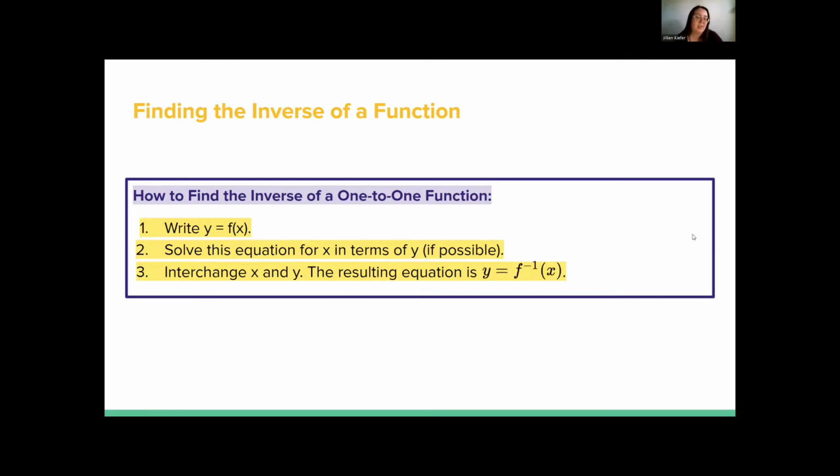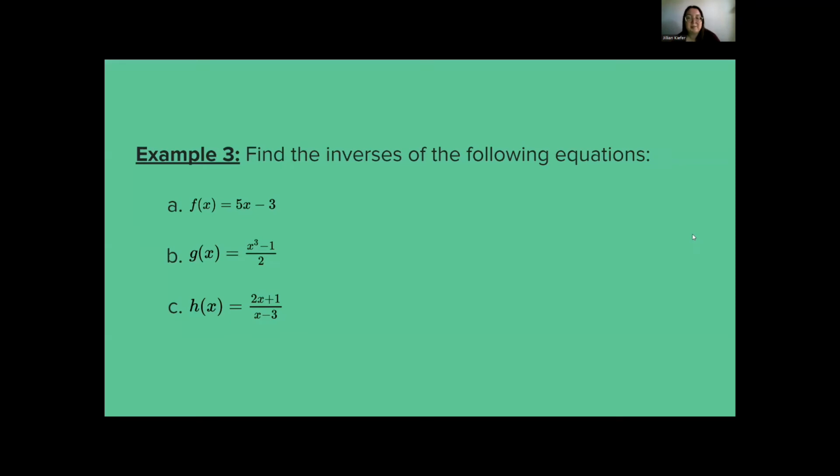Then at step 3, interchange x and y. So once you have solved for x, you would just flip x and y again. That result is that y is actually equal to f inverse. So you would then replace y with f inverse of x, and there you have your inverse function. Let's go ahead and do some examples.